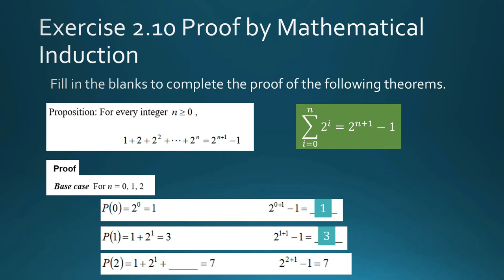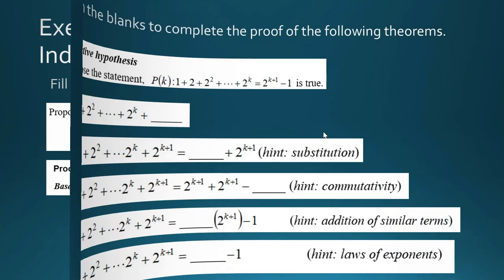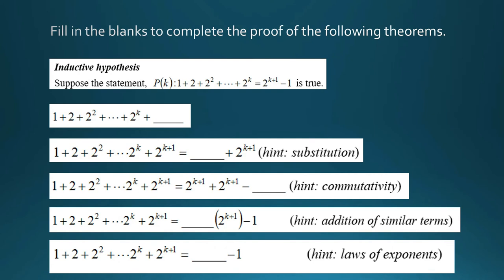How about when n is 2? What shall we put here? It should be 2 squared. And 3 plus 2 squared is 7. Looking at the other side of your equation, when n is 2, this is 2 cubed, that's 8 minus 1, which is also equal to 7. So we are done with the base case. We now go to the part on inductive hypothesis.